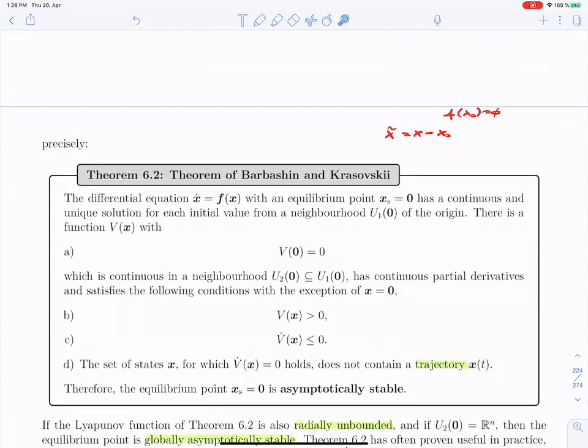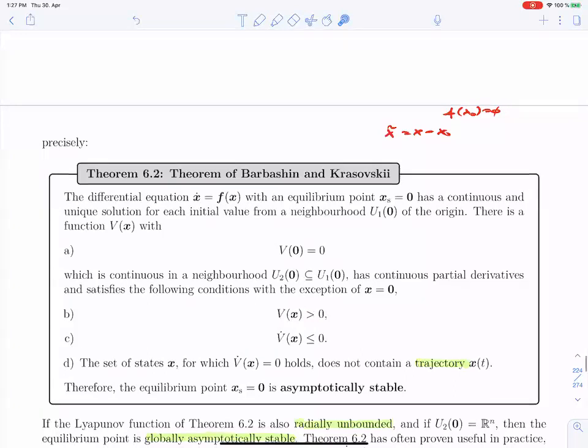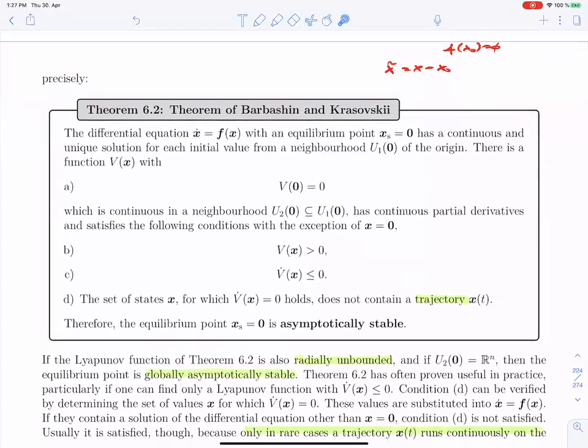Then we have the neighborhood. I probably have to talk about the neighborhood as well. Then we have the continuous partial derivatives. And then, of course, the Lyapunov function should be always greater than 0. And then we have the time derivative, which should be less or equal than 0. We tolerate that there is some equal sign, but only in isolated points, not on a trajectory of x. And then the equilibrium point is asymptotically stable, okay?